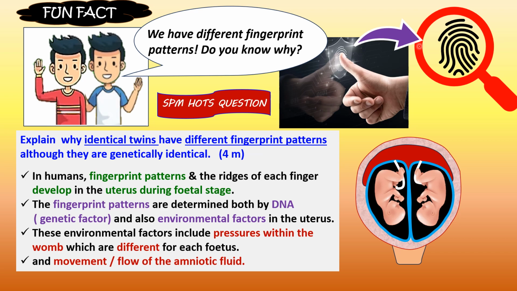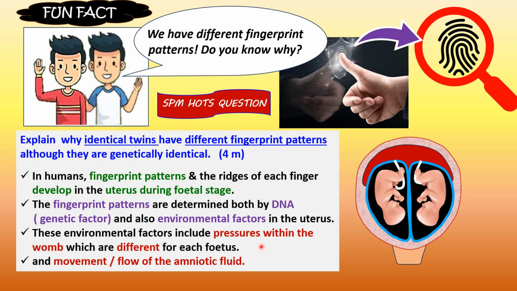Not when the baby is born, right? So the fingerprint patterns develop at a very early stage, inside the mother's uterus. The fingerprint patterns are determined both by the DNA that they inherit from their parents, so this is a genetic factor, but also by the environmental factors in the uterus, right? So what are these environmental factors? The pressures within the womb, which are different for each fetus.